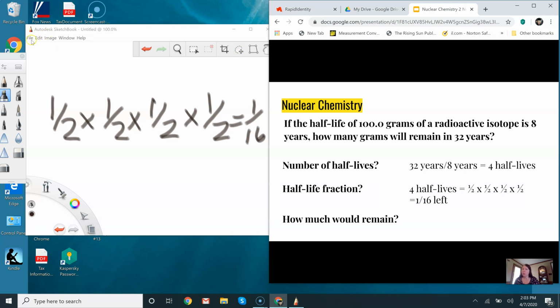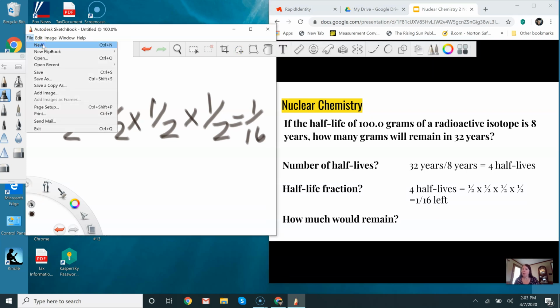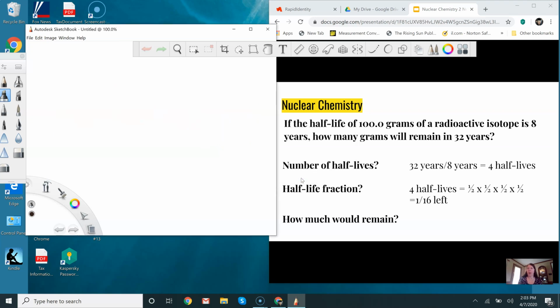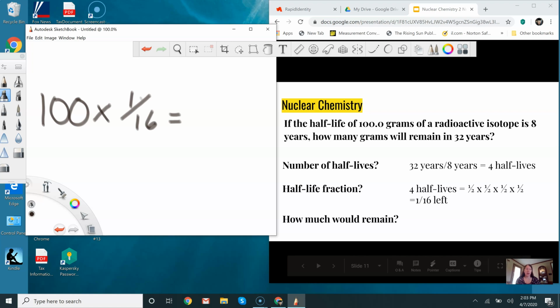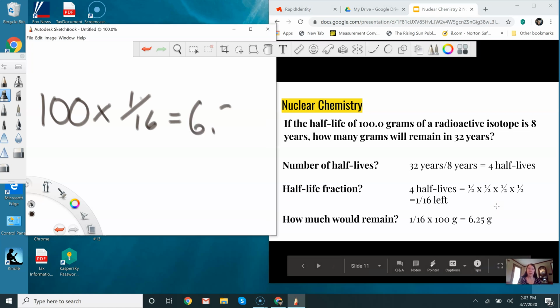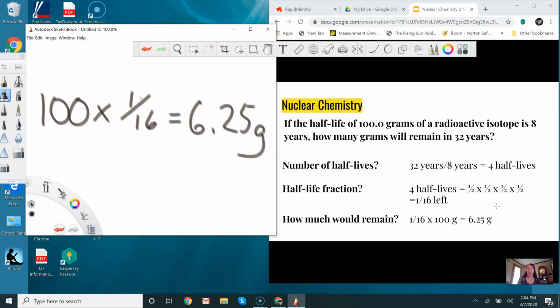So how much would remain? We're going to take what we started with and multiply by that fraction. This time, we started with 100, and then we have 1/16 of it left. If you calculate that out, that is 6.25 grams, because we started with 100.